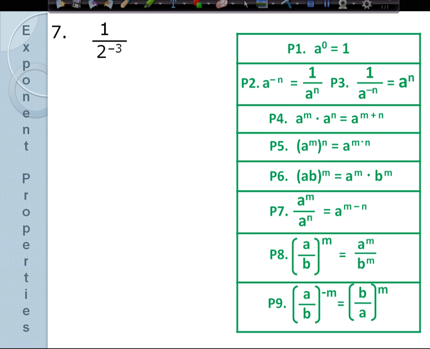All right, number 7 says 1 over 2 to the negative 3 power. So here we're going to use property number 3. Again, the negative 3 power needs to be a happy, positive 3 power. It's on the bottom, so we're going to flip it to the top and say that that is 2 to the 3rd power. And then 2 to the 3rd power is 8, and that is my final answer for number 7. Take a minute, make sure you have that written down before you move on.